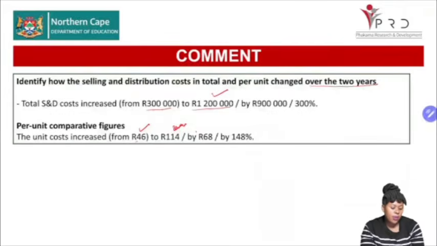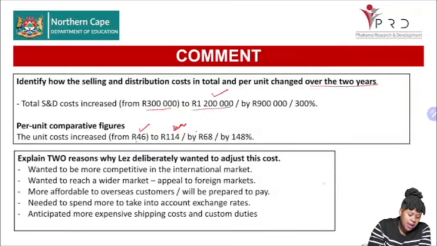Okay, let's quickly talk about why. Now, the reason why is that he wanted to be more competitive in the international market. Remember, he is talking about increasing the selling and distribution cost. What is involved in selling and distribution cost? It is how you are distributing and how you are selling your goods, right? So he wanted to be more competitive in the international market. He wanted to reach a wider market.